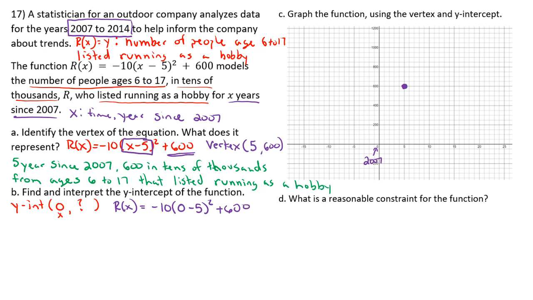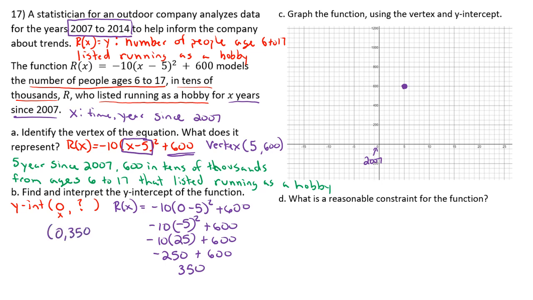And so 0 take away 5 is -5. That's being squared. And then -5 squared is 25. And then -10 times 25 is going to be -250. And then we have -250 plus 600, which is 350. So our y-intercept is (0, 350).